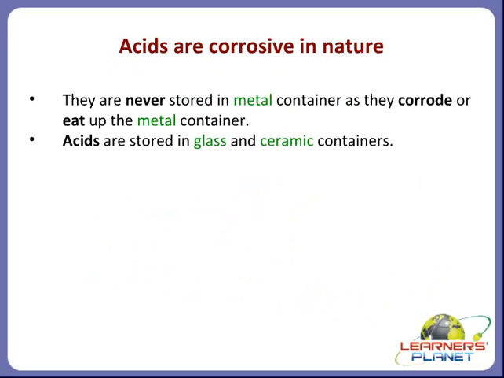Okay. Now these acids have a corrosive nature. What do you mean by corrosive nature? Corrosive means they react with the metal and form their respective oxides, and in that form they corrode the metal, right? So they are never stored in a metal container, as they corrode or eat up the metal container, right? So where are acids stored? They are stored in ceramic or glass containers.